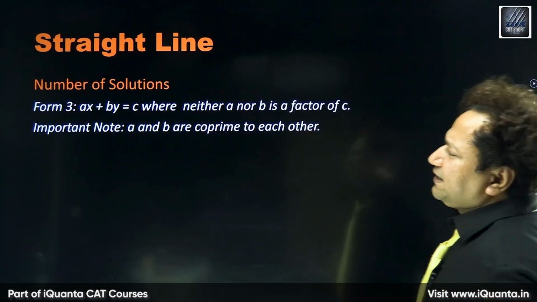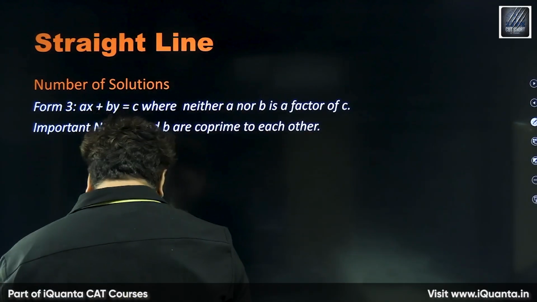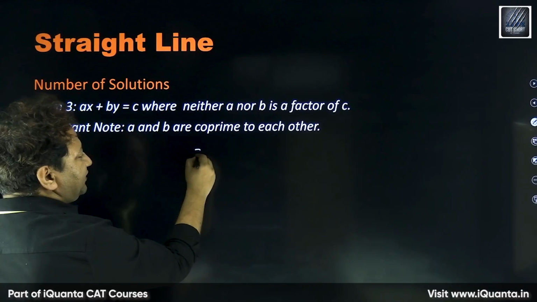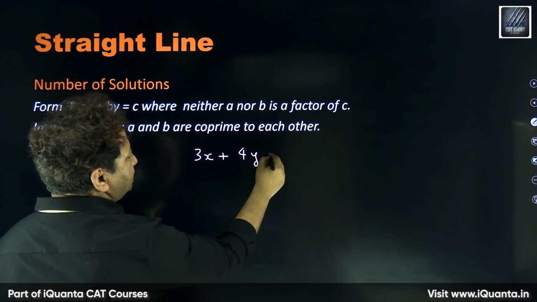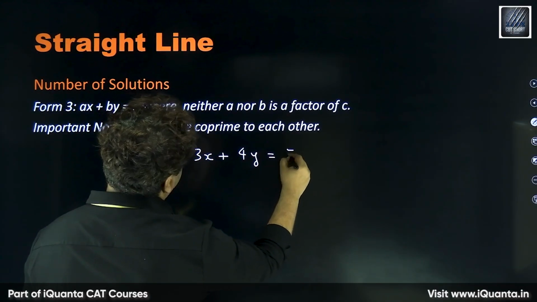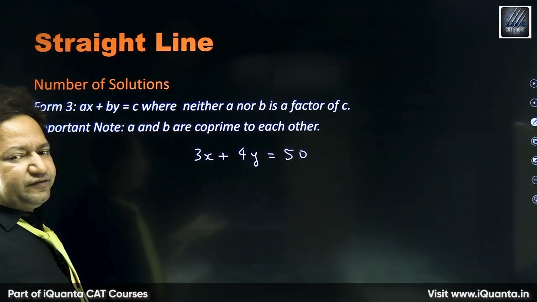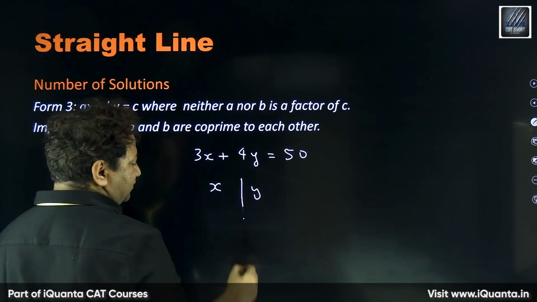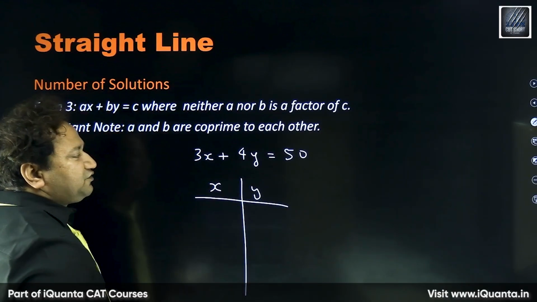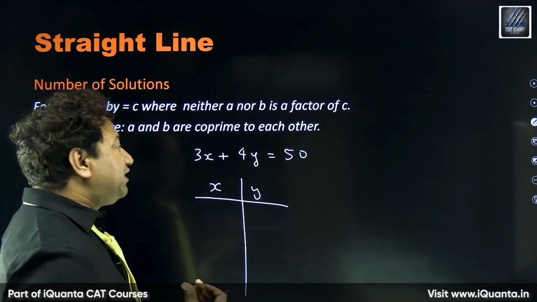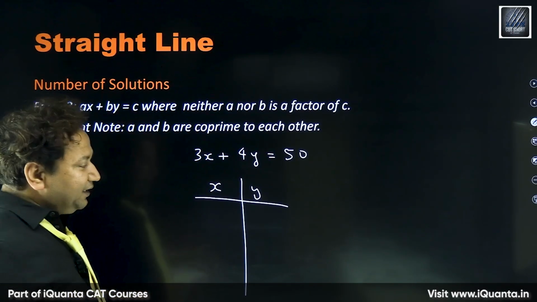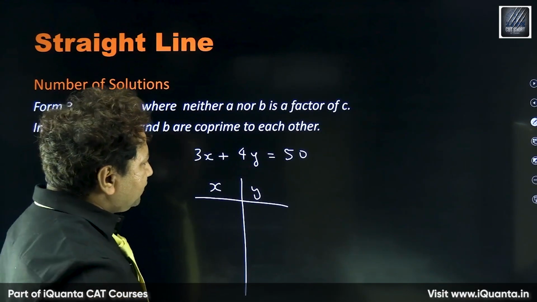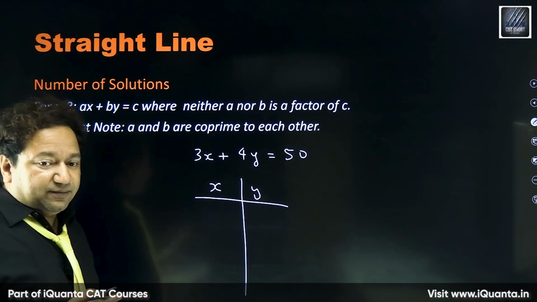Neither A nor B is a factor of C. Do we have a shortcut for this? Not really. What we can do here is, let's say I have 3x plus 4y is equal to 50. 50 is neither a multiple of 3 nor a multiple of 4. What to do here? The only thing that comes to our mind is the conventional way in which we'll have to calculate one value of either x or y and then go accordingly by changing x and y by the coefficient of each other. To find the first value, that is the shortcut which I'm going to discuss today.